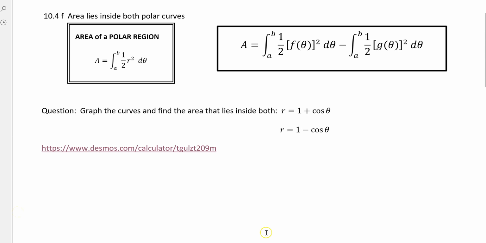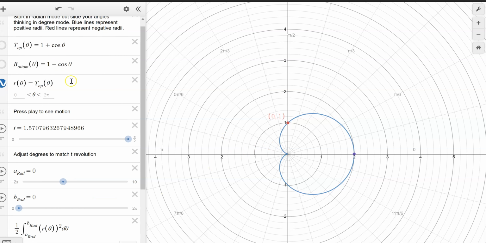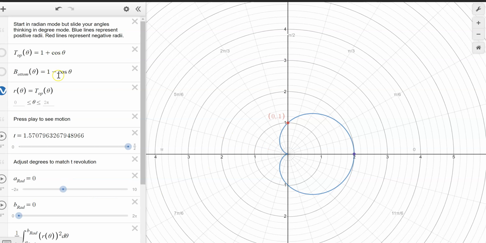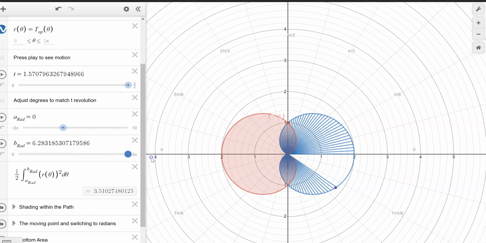So I'm going to use Desmos. You can use your graphing calculator as well. But I've already got it graphed. I've plugged them both in here. I have 1 plus cosine theta and 1 minus cosine theta. And then as I move this around all the way to 2 pi, you can see that we get these two regions that are the area in between.